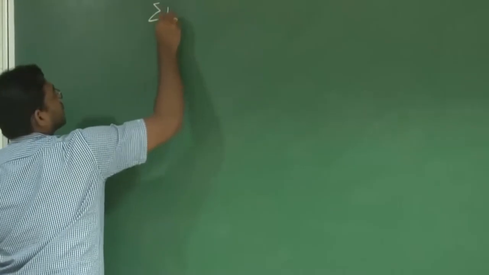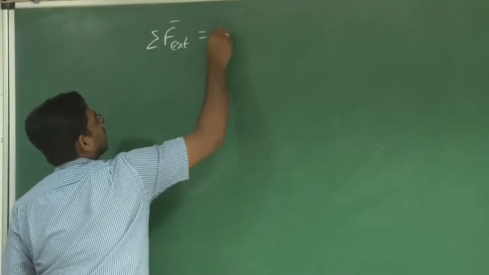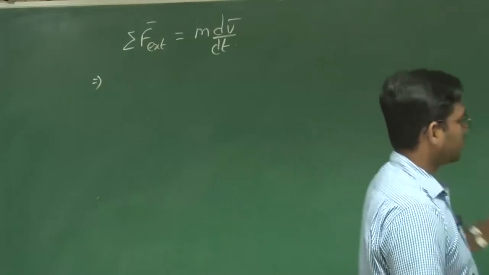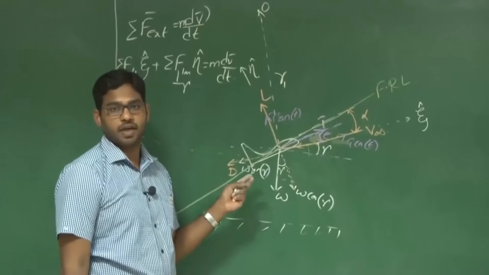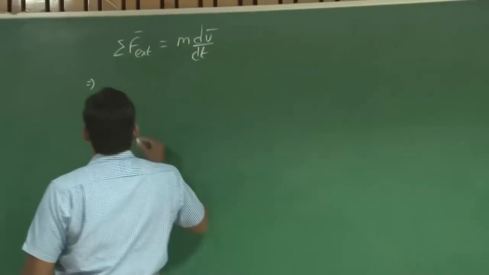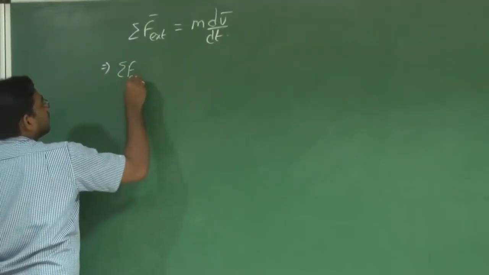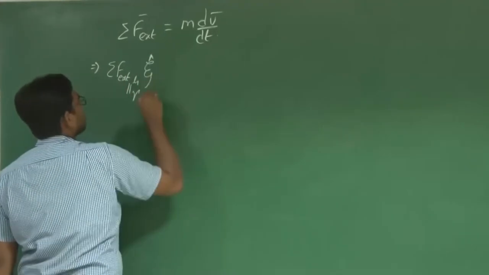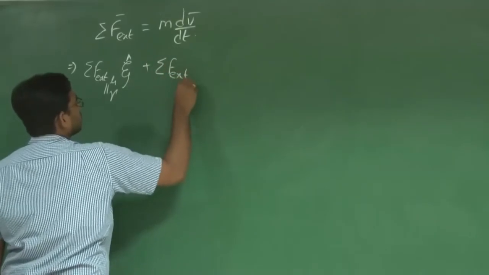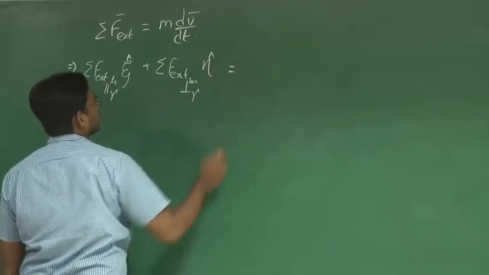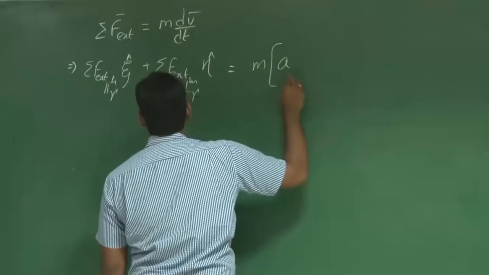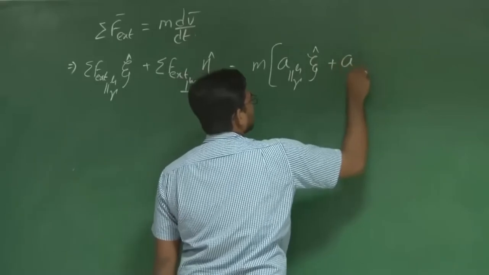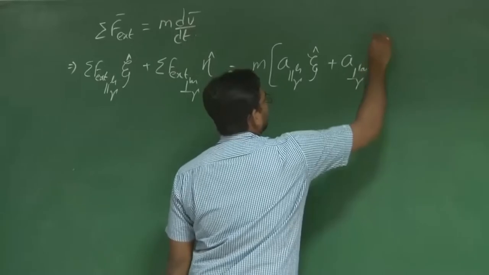Let us rewrite those equations here. So the total external force F external is equal to the rate of change of linear momentum, right? So while handling these equations, we assume that the aircraft is a point mass acted upon by these four external forces, right? So this is sigma F external, which are parallel to gamma, and the corresponding unit vector along gamma is zeta cap, plus the total external forces acting perpendicular to gamma, eta cap, equals mass into acceleration parallel to gamma into zeta cap plus acceleration perpendicular to gamma into eta cap, right?